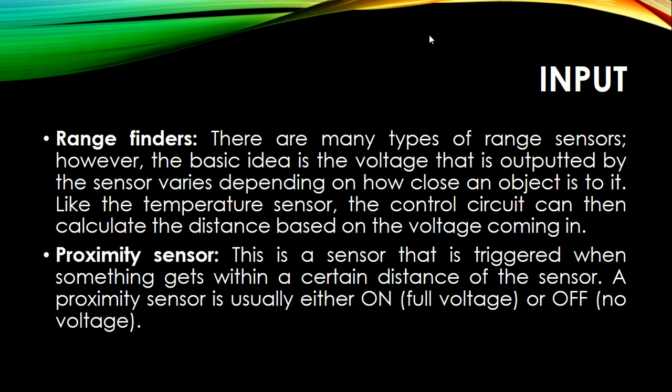And then another one is the proximity sensor. This is a sensor that is triggered when something gets within a certain distance of the sensor. A proximity sensor is usually either on, or full voltage, or off, or no voltage. Actually, range finders and proximity sensors have the same application in real-world situations. I'll just give an example for a proximity sensor. For example, if you're in the mall and you're entering a stall, the door automatically opens for you. Not because there's a person, but because there is a sensor that senses that people are approaching the door, so it will automatically open.